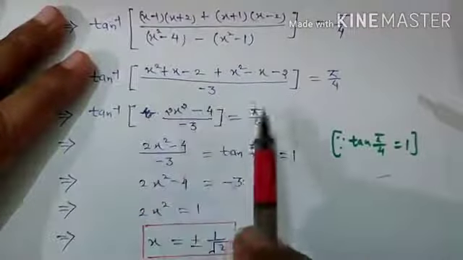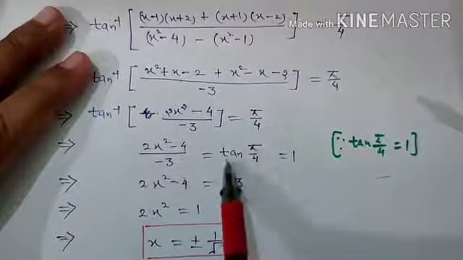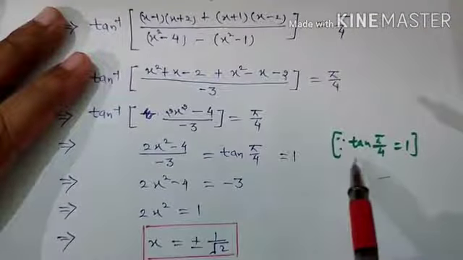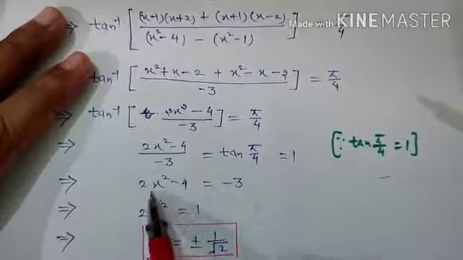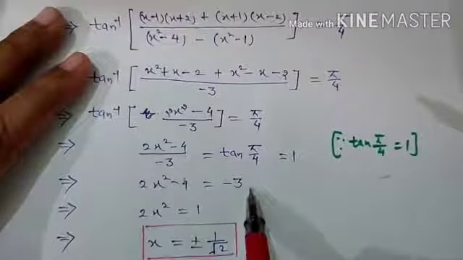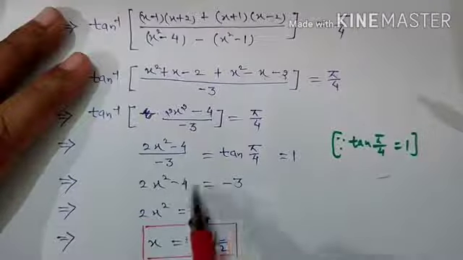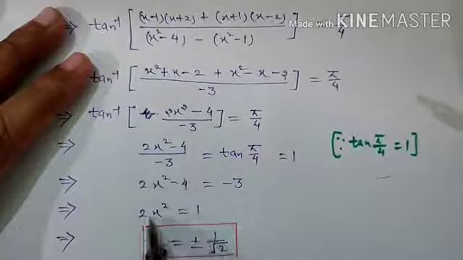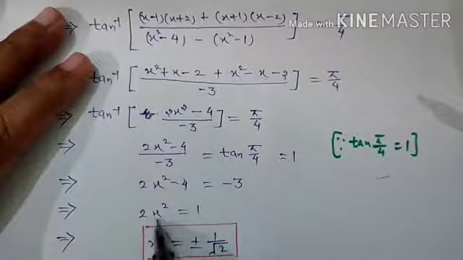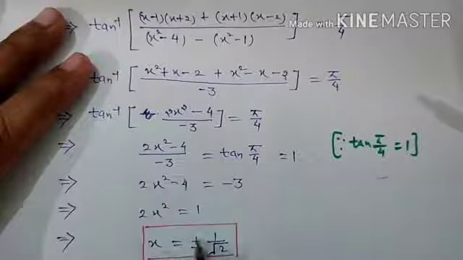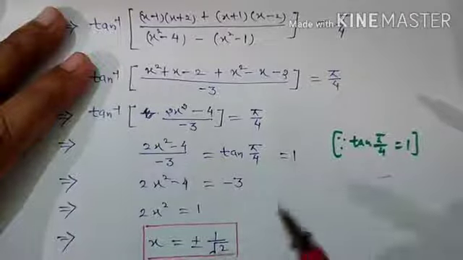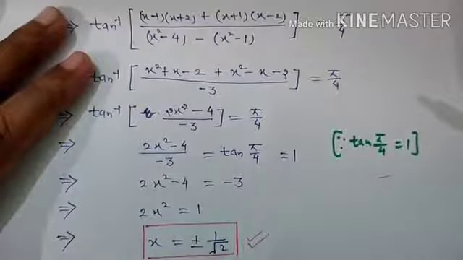This tan inverse I'll shift to the other side. I'll be getting tan of pi by 4, and tan of pi by 4 is 1, we know the formula. And then minus 4 will go to the other side, we'll be getting 1. Minus 3 plus 4 is 1. Then just divide by 2, so x square is 1 by 2, so x is plus minus 1 by root 2. So this is the final answer.